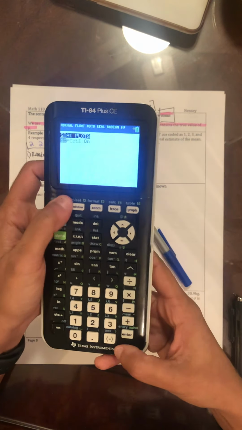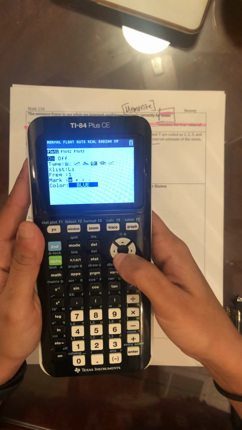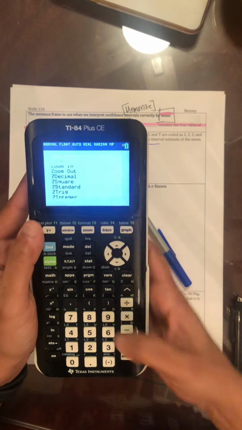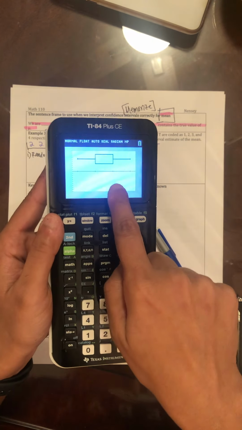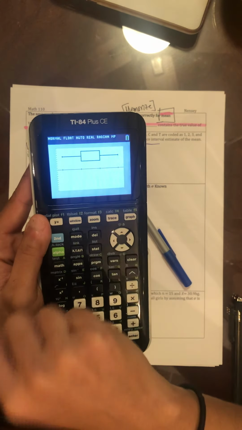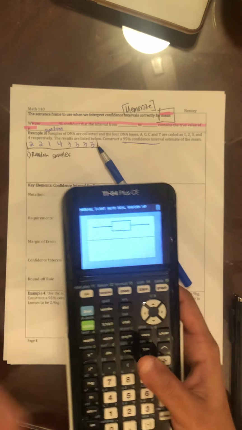I'm gonna go to second y equals. I'm gonna turn on the first one. Just make sure everything's right. It should be the same settings if you didn't do anything with it. I'm gonna hit zoom 9. Now this one again, notice that's not a box plot. That just means your Q1 and either Q2 is the same here or it's the same as Q3.